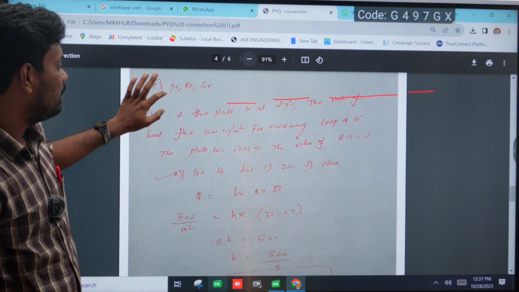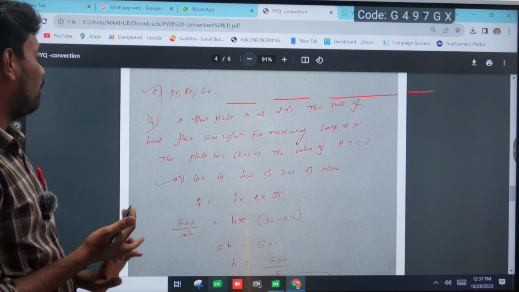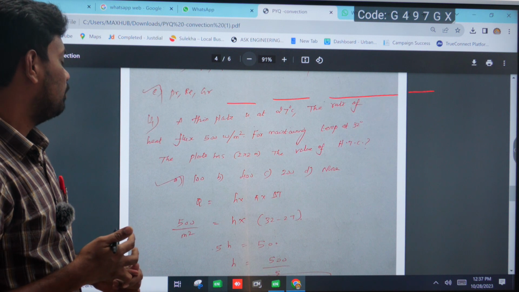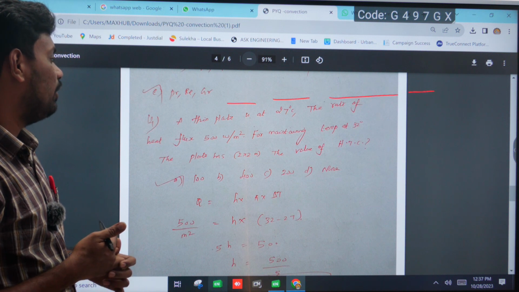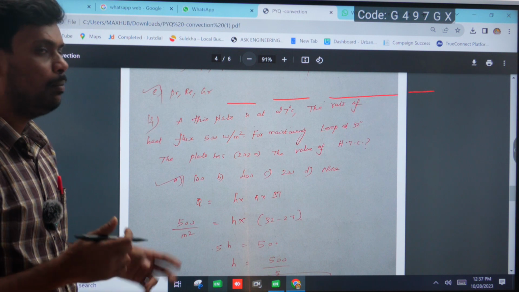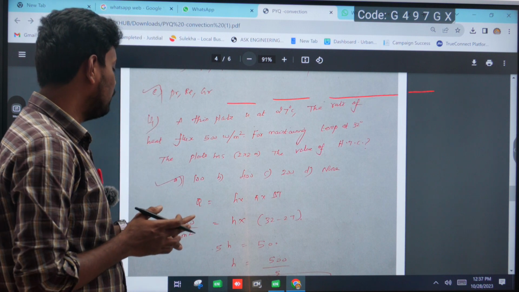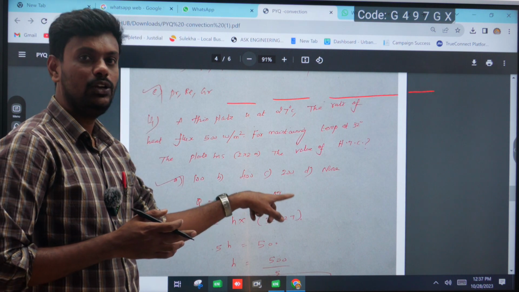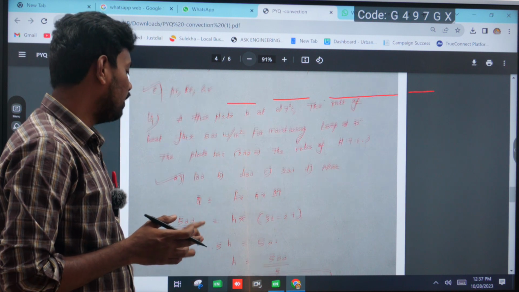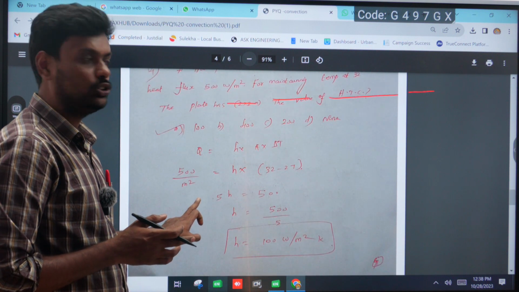Then a thin plate is at 27 degrees Celsius. The rate of heat flux is 500 watts per meter square for maintaining the temperature at 32 degrees Celsius, the plate is 2 cross 2 meter. You have to find the heat transfer coefficient. Again we will use the same Newton's law of cooling equation. So what is the equation? Q is equal to hA delta T. If you substitute all the values in the equation, you will get the value of h.